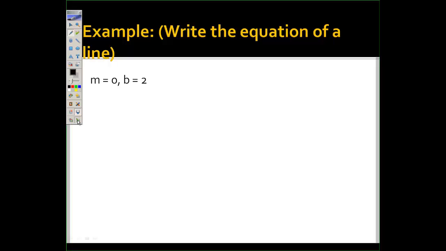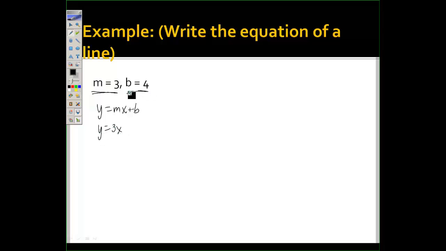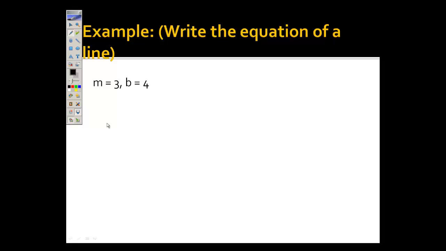Okay, if they give us that the slope is 0 and the y-intercept is 2, and we are talking about the equation of a line here, y equals mx plus b, let's plug those values in. y equals 0x plus 2, or y equals 2. That would be the equation of a line, given the slope and the y-intercept. And similarly, if the slope is 3 and the y-intercept is 4, we can write our equation of a line, y equals 3x plus 4. Not so bad so far.